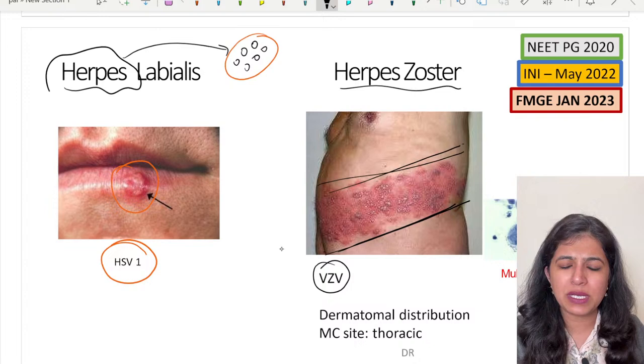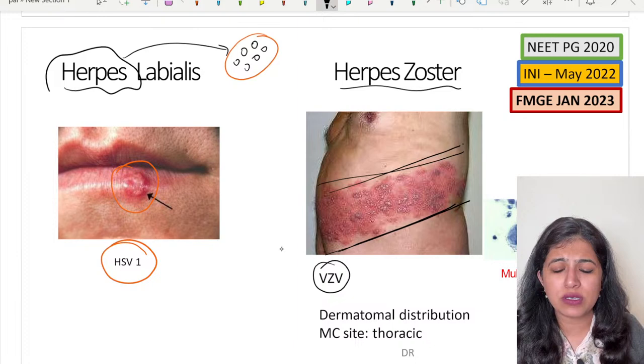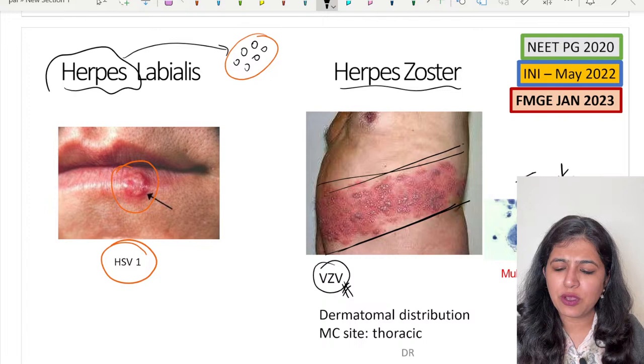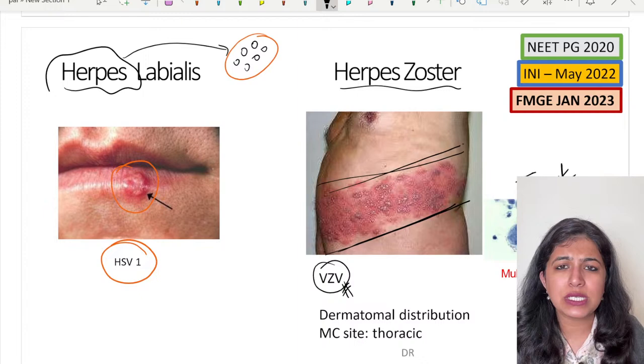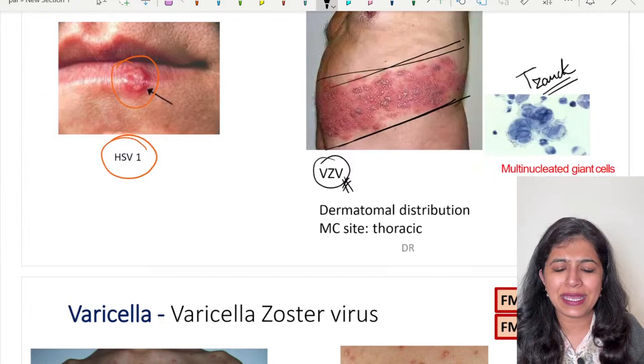Most commonly, the thoracic site is involved. The virus that causes herpes zoster is varicella zoster virus. Please do not mark herpes simplex. Herpes zoster is caused by varicella zoster virus. And when you make a Tzanck smear from this, what is the finding? We get multinucleate giant cells. Herpes zoster is also called shingles. Treatment of choice for all herpes is acyclovir.